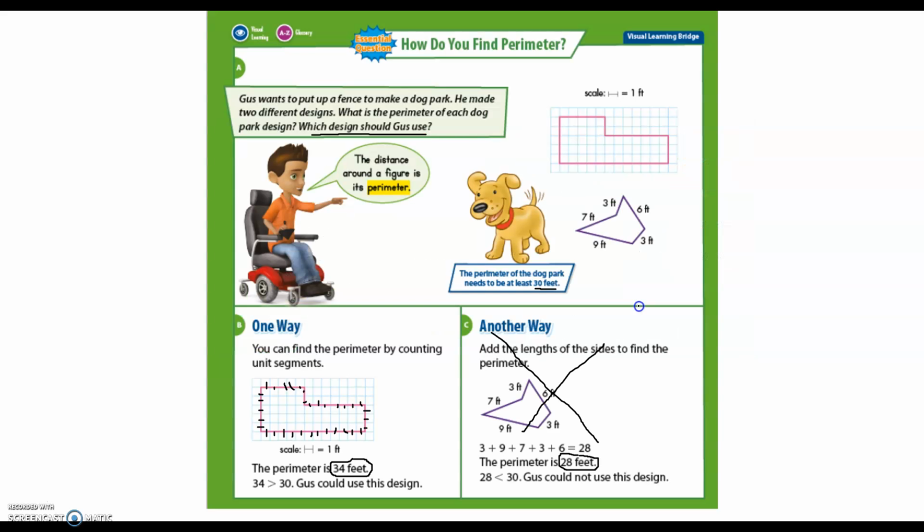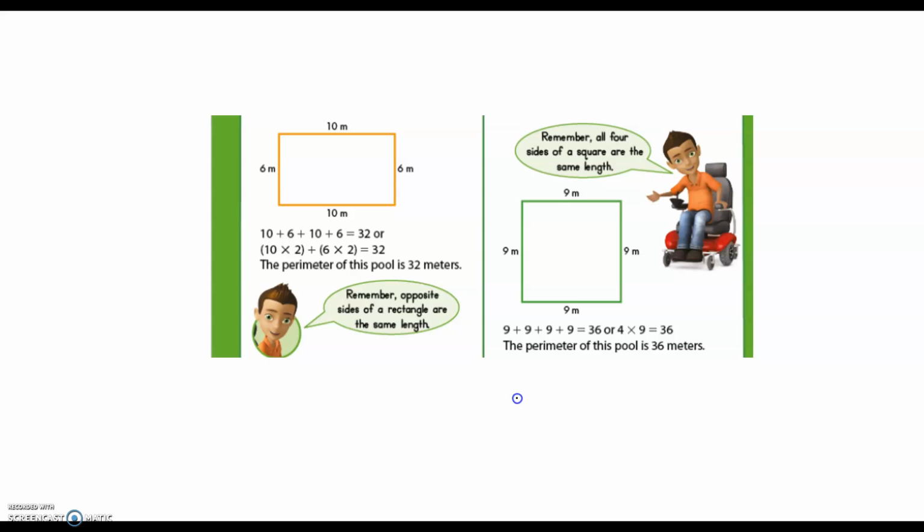Today you're going to be practicing finding perimeter by counting units and adding sides. Tomorrow you're going to be practicing with more common shapes like this.